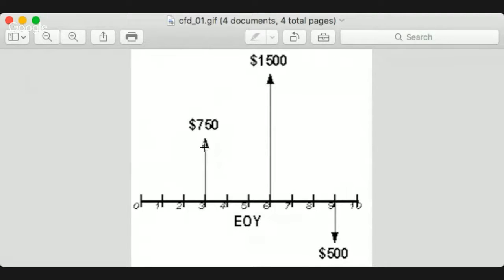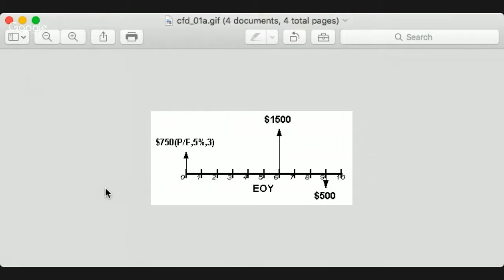But remember in the last video, I said, try not to think of it as money growing in an account. Think of the interest as just part of a factor that's used to move money from one place, end of year 3, to another place, end of year 0, which is time 0 or today.